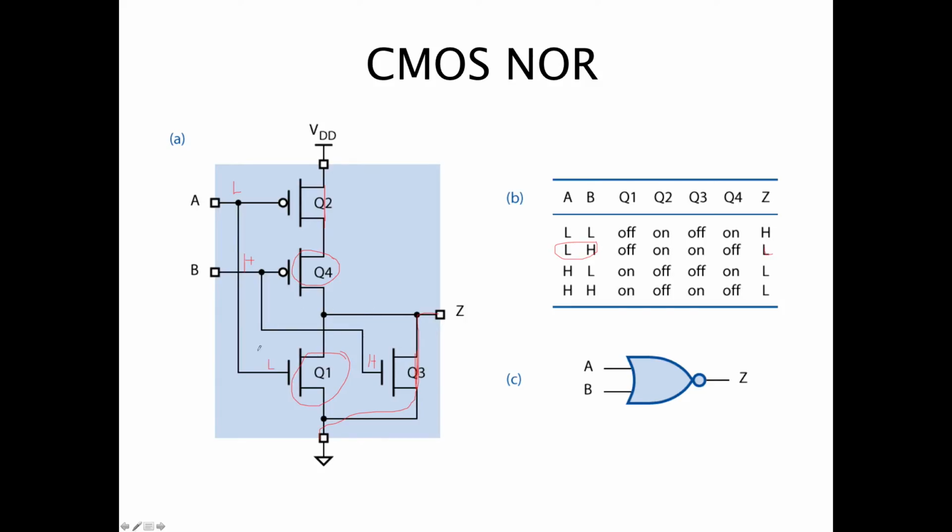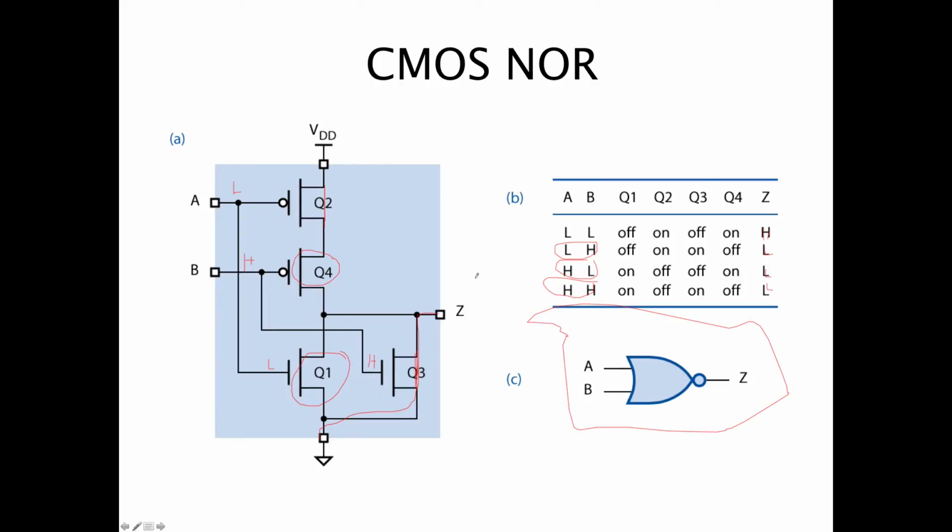In fact, you can look at this architecture on the bottom. These are in parallel, so any combination where one input is high is going to tie the output back to ground. So we end up with this pattern: high, high, high, low, low, low. For this particular truth table, this gives us the NOR gate.